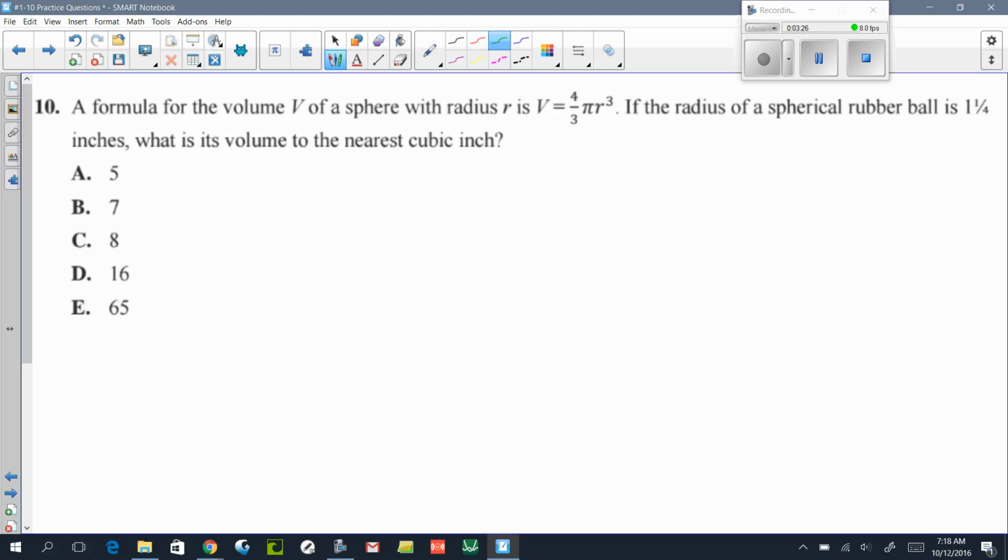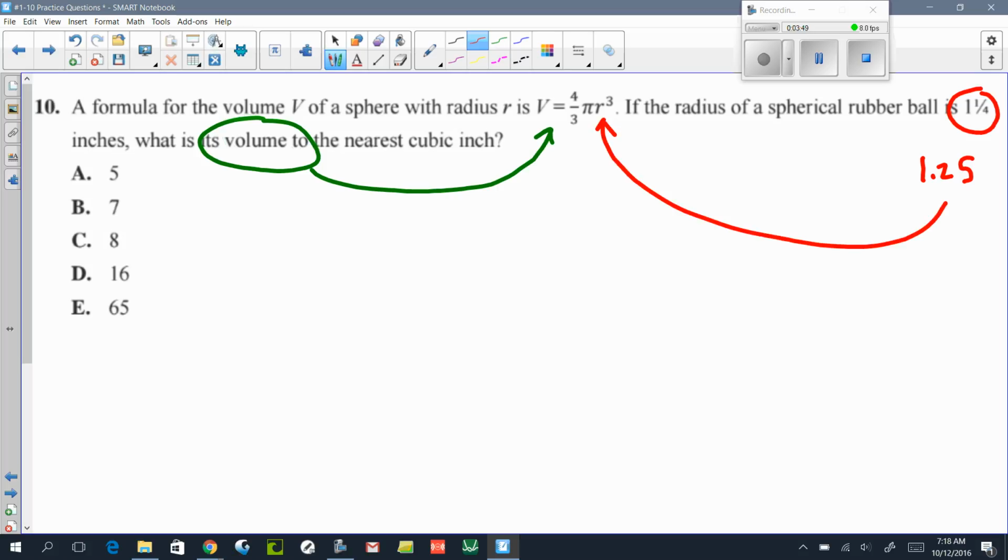Number 10 was the last question that students or you guys seem to struggle on based on your comments. All we're trying to do here is find the volume. We have the formula for volume of a sphere. What we need here is we need to use the fact that the radius is 1 1/4 inches. Rather than using 1 1/4, I'm going to use 1.25. So I'm going to take 1.25 and plug it in for the radius right there. So the volume is going to equal 4/3 pi times 1.25 to the power of 3.